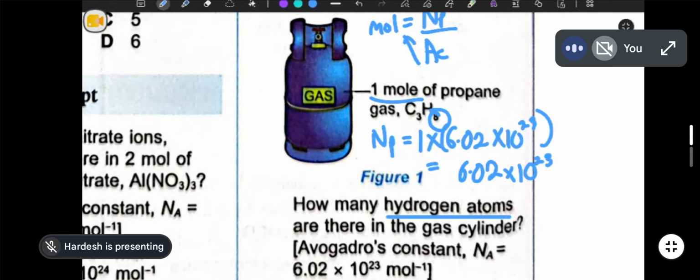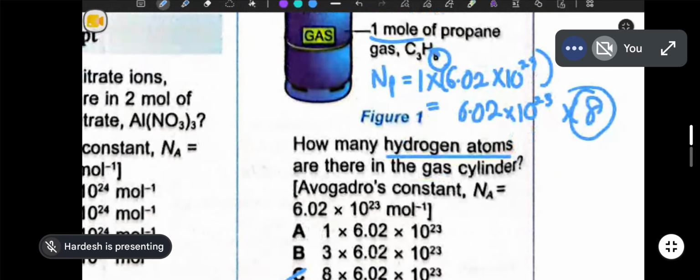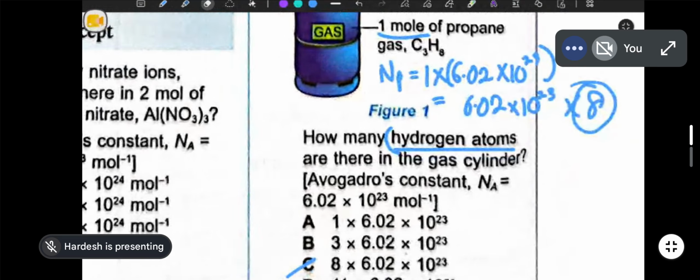In your propane, you have 8 hydrogen atoms. So you just times 8. Why? Because they ask you hydrogen atoms. Here 8. So just times 8. Can understand or not, bro? Can understand, bro. Good. Okay.